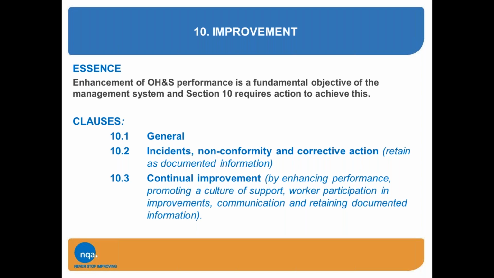Continual improvement should be a natural output from all the other elements of the management system. So if we follow all the other sections 4, 5, 6, 7, 8 and 9, continual improvement should come as a natural output from the management standard. It shouldn't need specific consideration.